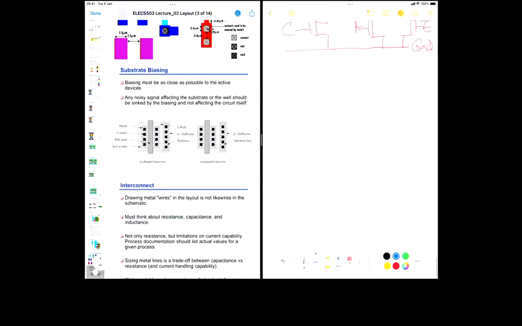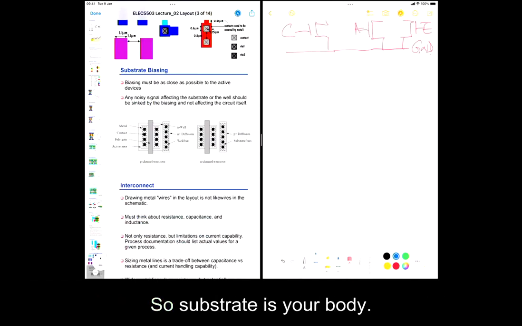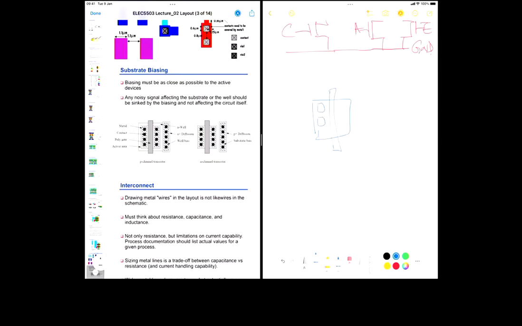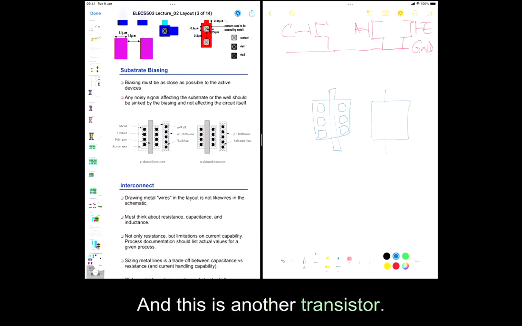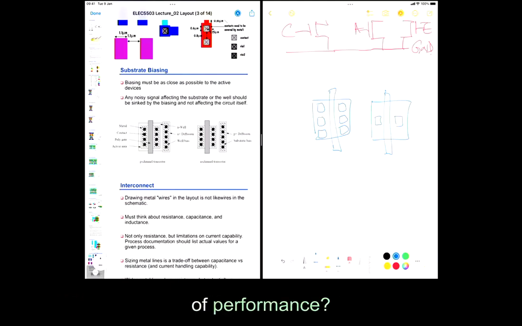Substrate biasing. That's important. As we said before, don't forget to bias your substrate. The substrate is your body, and if you don't bias it, basically your transistors are floating. When you are biasing your substrate, assume this is your transistor and you have multiple contacts. And this is another transistor, and you only have one contact. Will that make a difference from the perspective of performance?